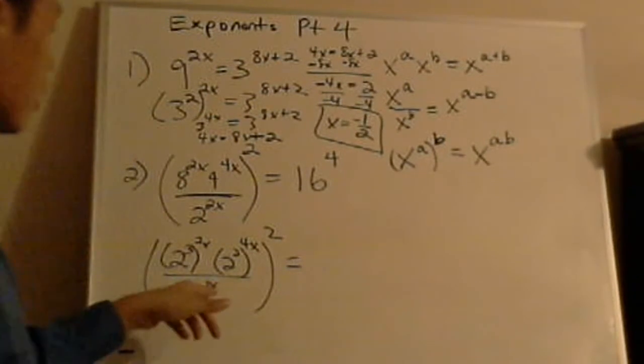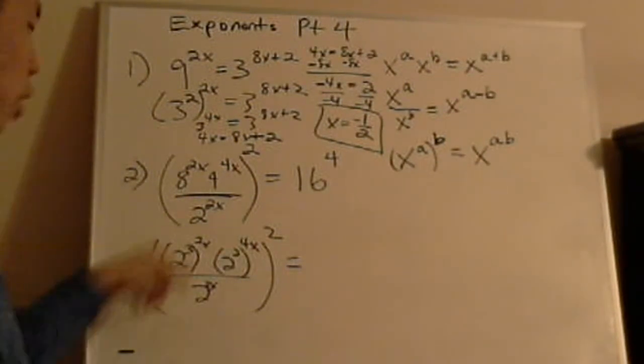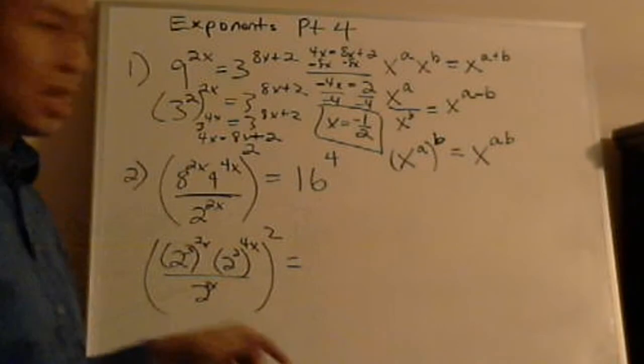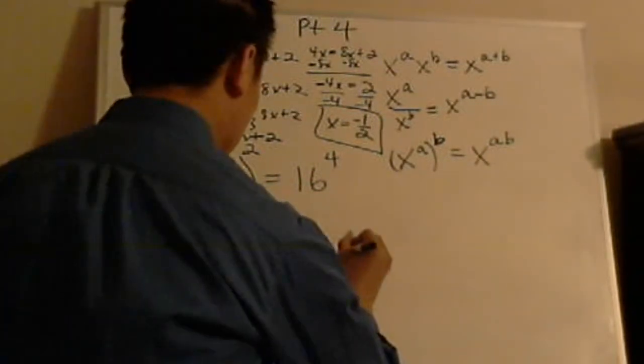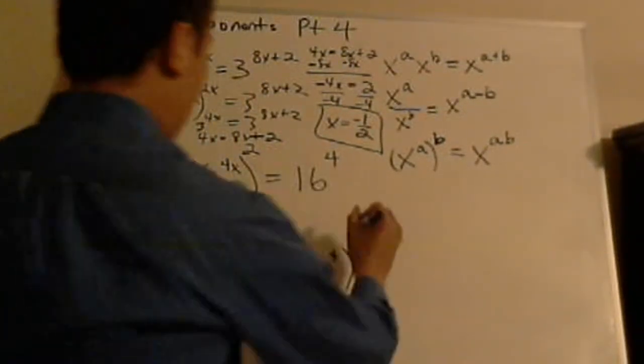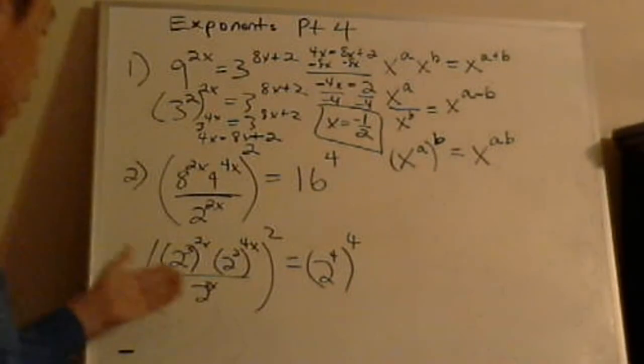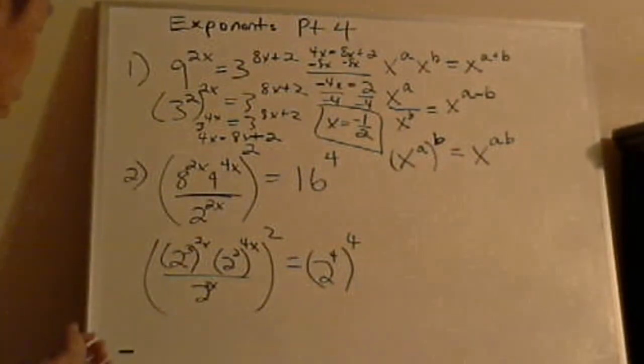And while we're at it, might as well just change the 16 to base 2, since all the bases are the same, okay? What's 16? It's 2 to the 4th power, right? And then we copy the 4th power right here, okay? So now you can see it's a little cleaner, okay?